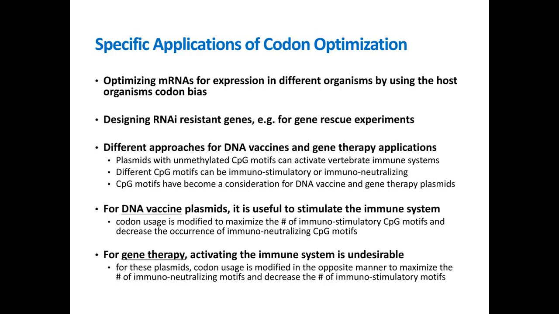And with codon optimization, it really is not one solution that solves all problems. I mean, there are specific applications of this technology. So in some cases, when you're expressing an mRNA from one organism in a different organism, it's to try to use the codon bias of the host, right?